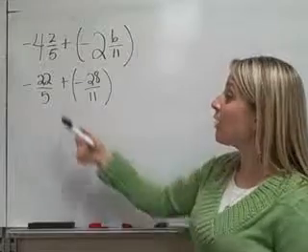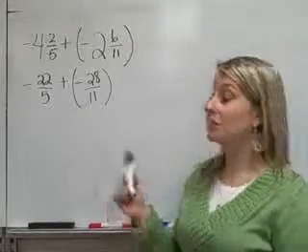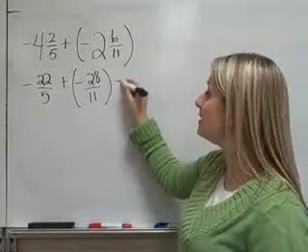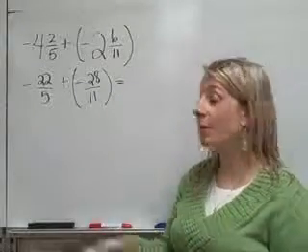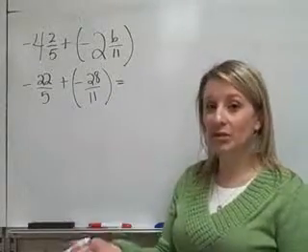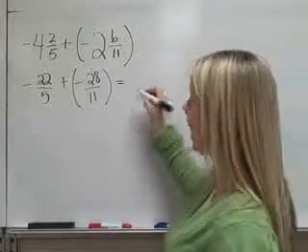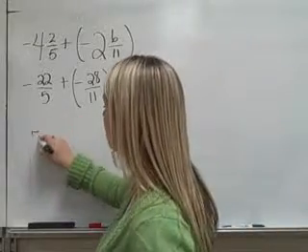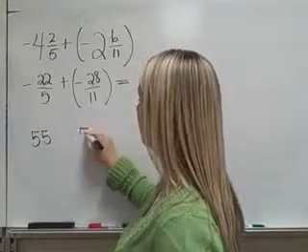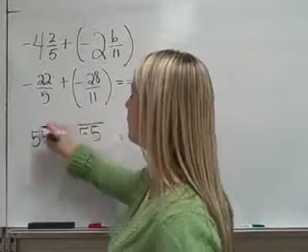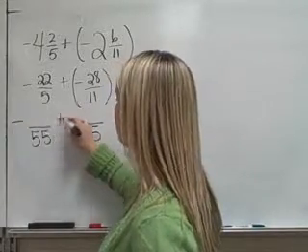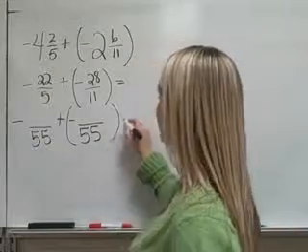I now have an adding problem, but I have different denominators. So I need to ask myself, what's the least common multiple, the smallest number, that 5 and 11 can both go into? They can both go into 55. So that's the number I'm going to use. Over 55, over 55. Make sure you put all your negative signs in there.